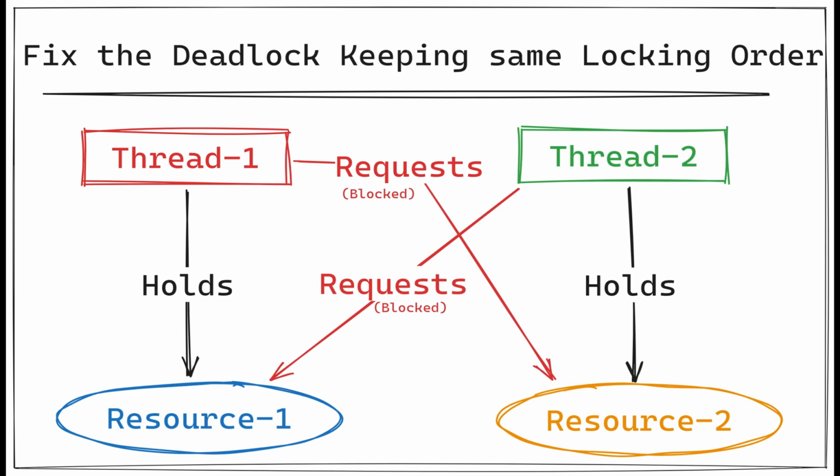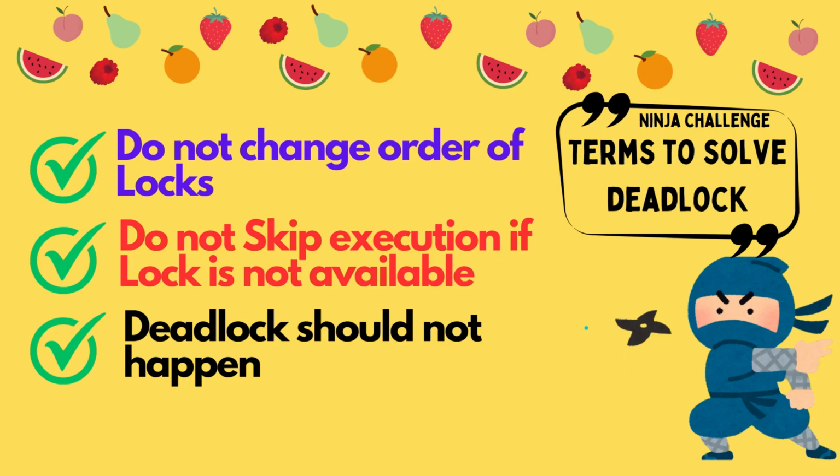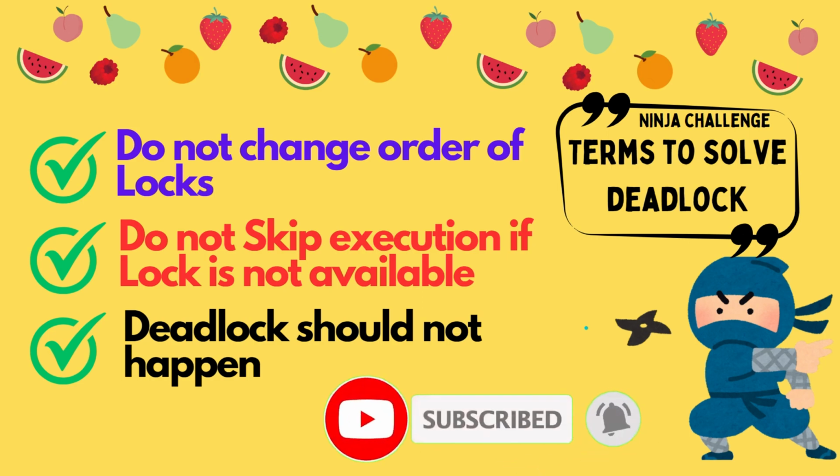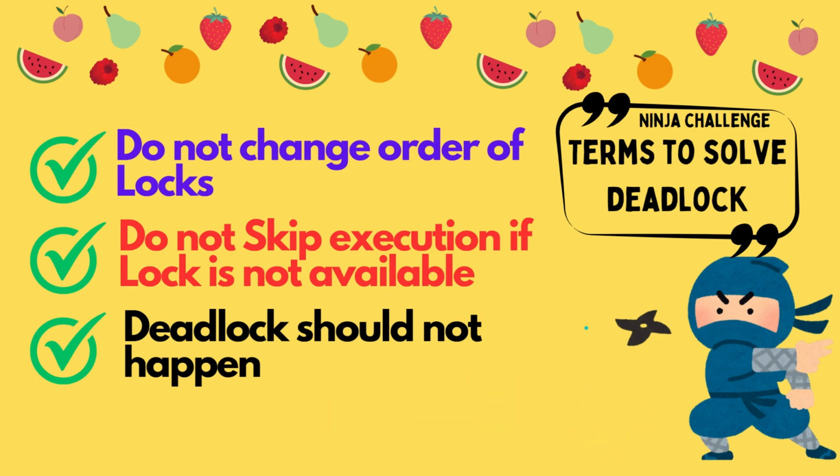So in this situation, there is a very high probability that deadlock will occur because both the threads are running in parallel. So the challenge was to resolve this deadlock, but we need to consider a few points. First, we cannot change the order of locking. That is, thread 1 will first lock resource 1 and then resource 2. Similarly, thread 2 will first lock resource 2 and then resource 1. Secondly, we cannot skip the code execution if the lock is not available. That means we need full code execution.